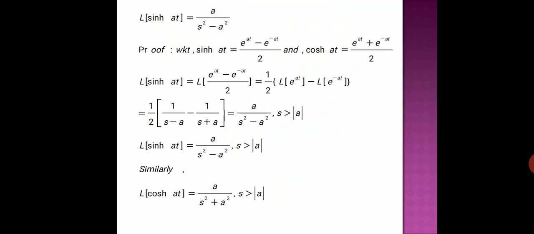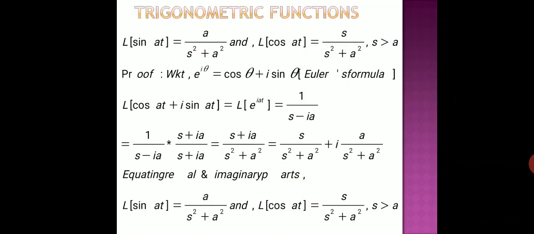Okay, that is enough. We have seen 5 formulas of Laplace transformation, and the next function is a trigonometrical function. Trigonometrical function means sin, cos, etc. L of sin at is equal to a divided by s square plus a squared, and L of cos at is equal to s divided by s square plus a squared, s greater than a.